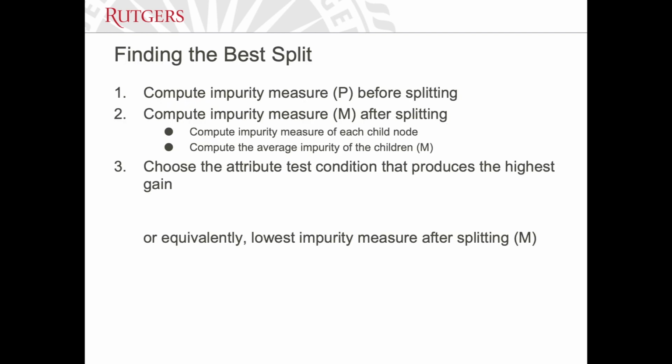So to find the best splitting node, we can simply compare the impurity measure before and after splitting among different nodes. Then choose the attribute test condition that produces the highest gain. In other words, choose the one that provides the lowest impurity measure after splitting.